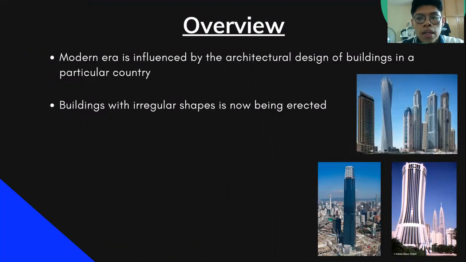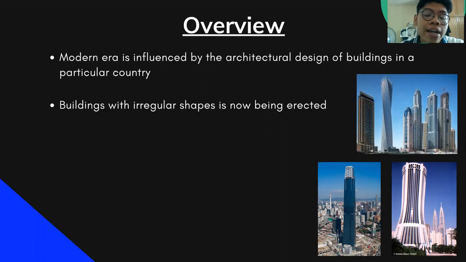So, for an introduction, the modern era is influenced by the architectural design of the buildings in all particular country. The more complex and more irregular shaped your building is, the more developed your country will look. That's the main fact of the modern era. So a lot of architects try to make buildings which are not of basic shapes. There are twists, helical shaped, cone shaped.